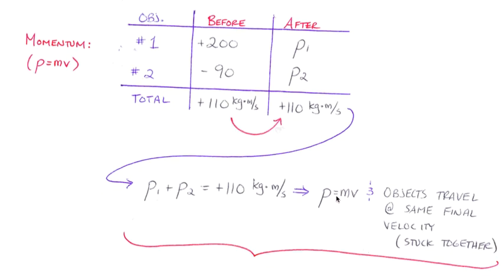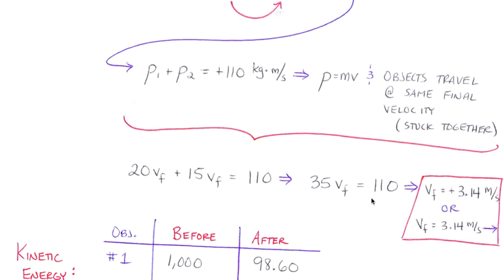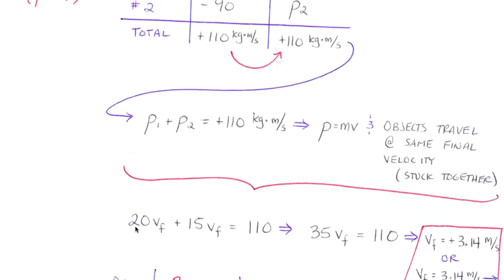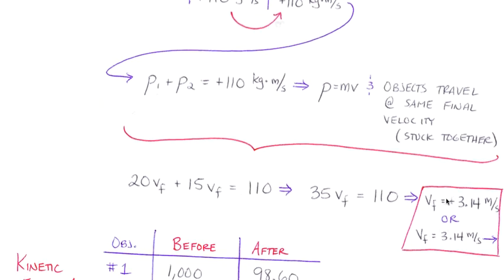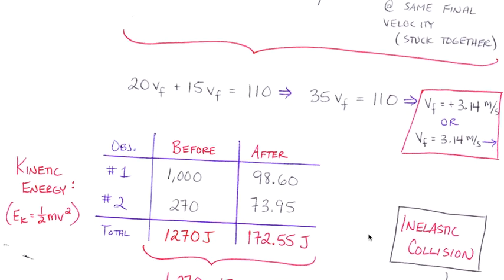If I keep in mind that the momentum equals mass times velocity and the objects will be stuck together, it's not too far of a stretch to realize that the mass of object 1 times that final velocity plus the mass of object 2 times that final velocity, and remember these would have to be the same, will equal the 110 that I calculated before. By solving that out, I can find my final velocity of both these objects together must be 3.14 meters per second. And of course, the last thing I'd have to do is check my kinetic energies.